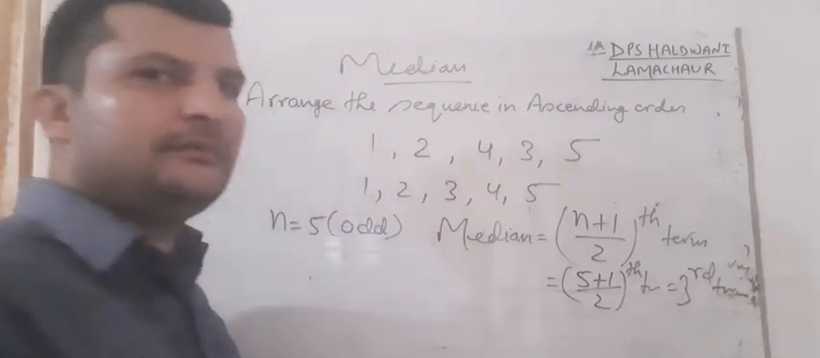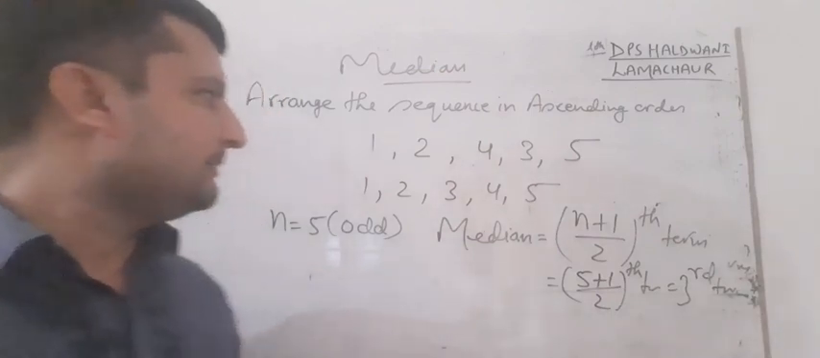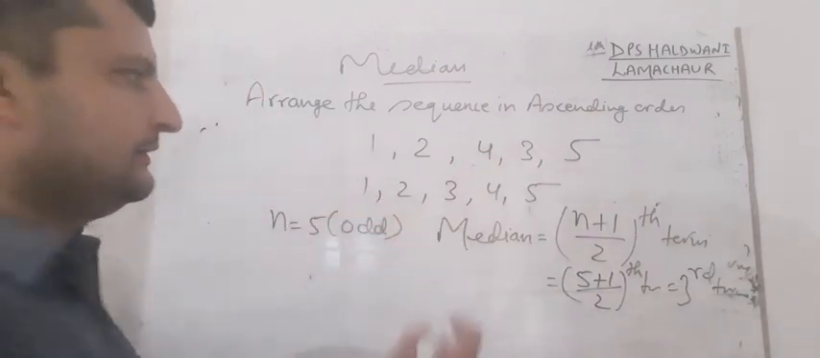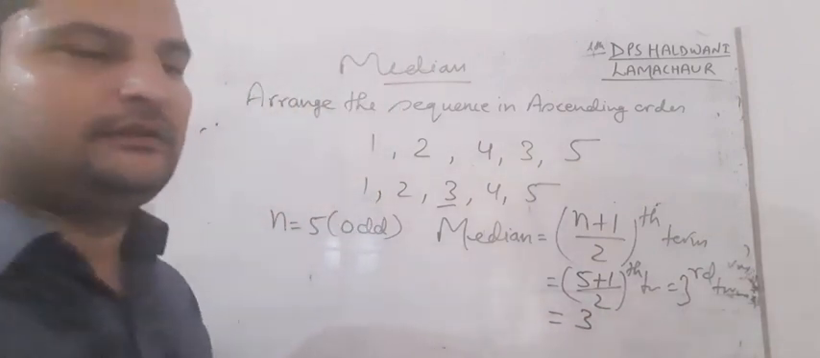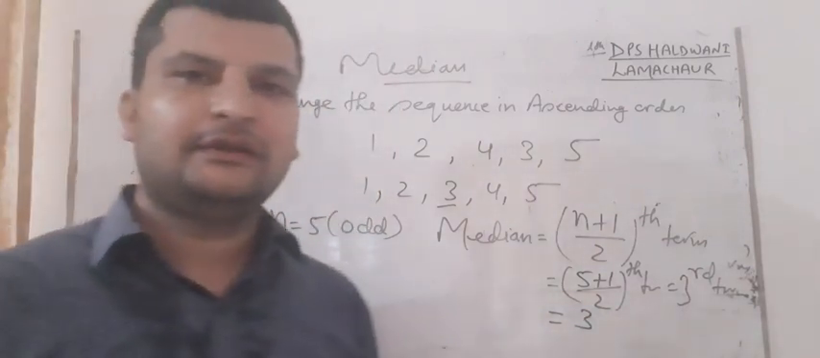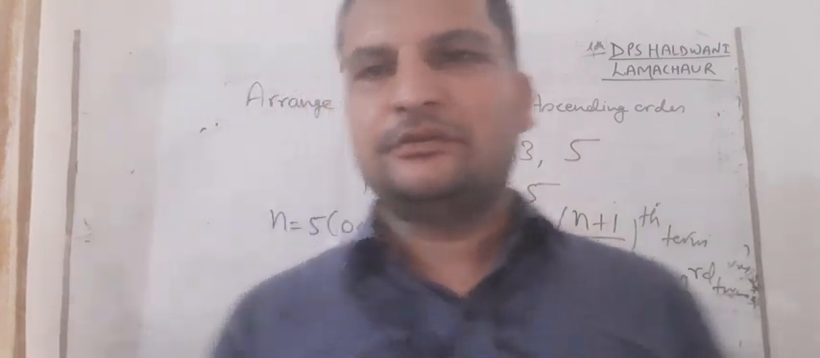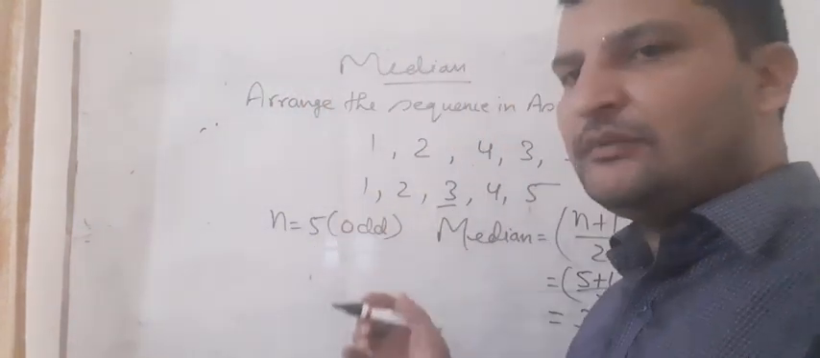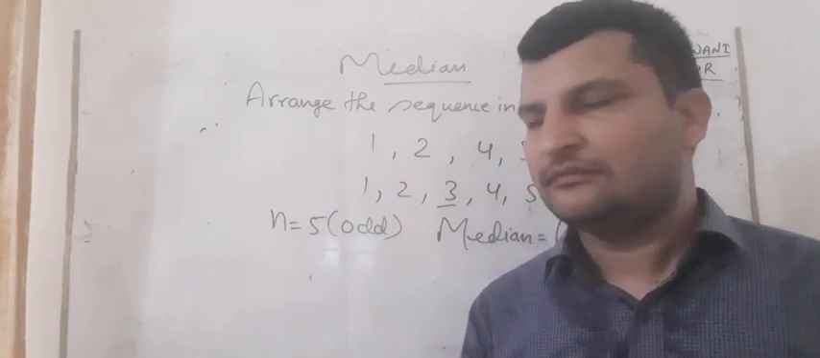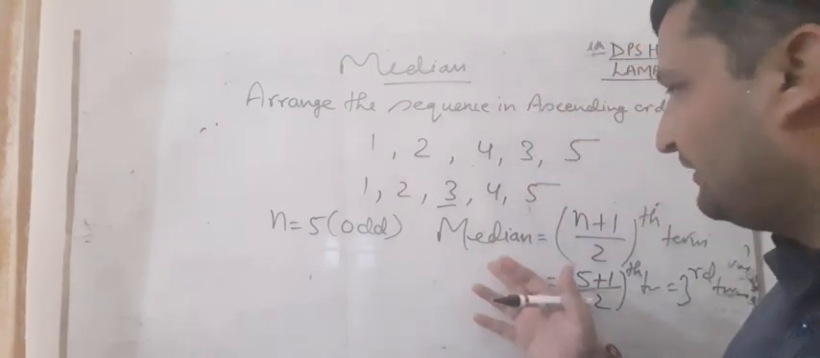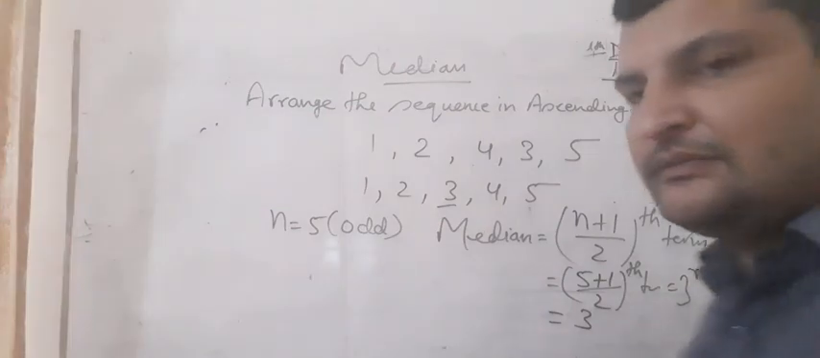So students, what is the third term here? 1, 2, 3. This is the third term, so the median is equal to 3. We have to do it like this. Similarly, if an even number of terms is given, you can use the formula n upon 2th term plus n upon 2 plus 1th term. Like this we have to do it.